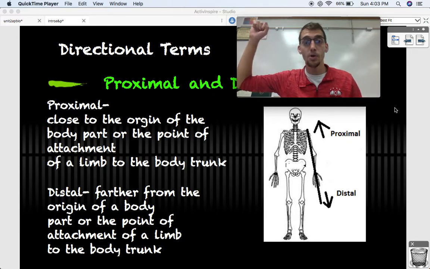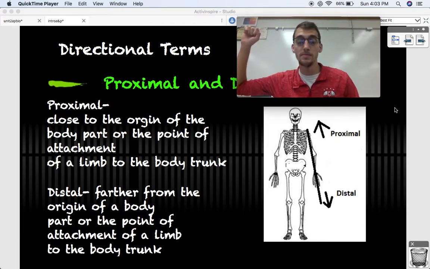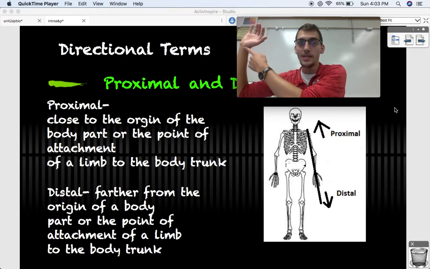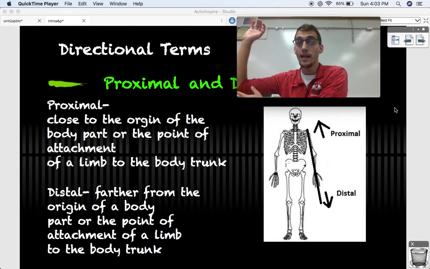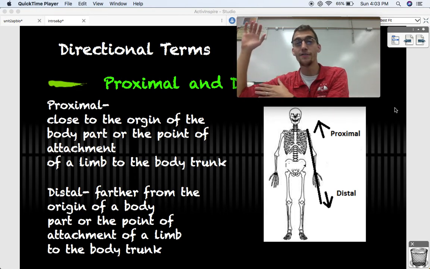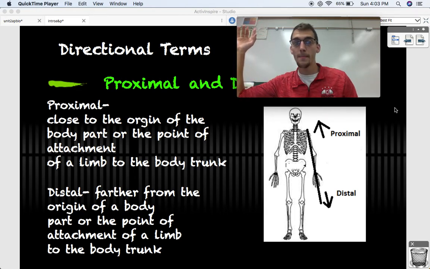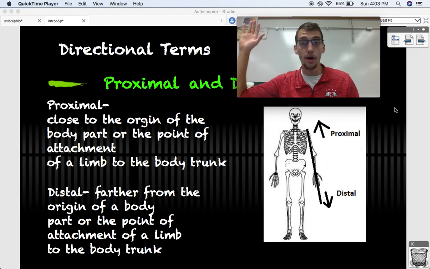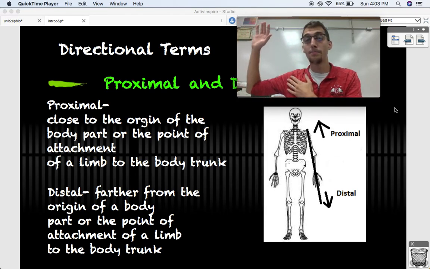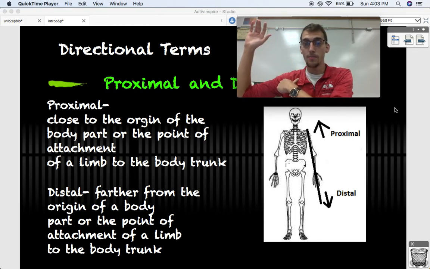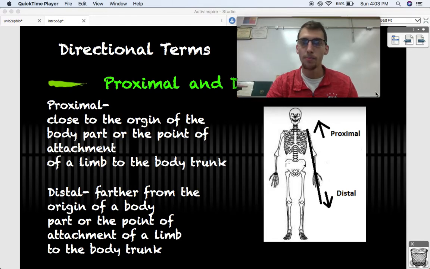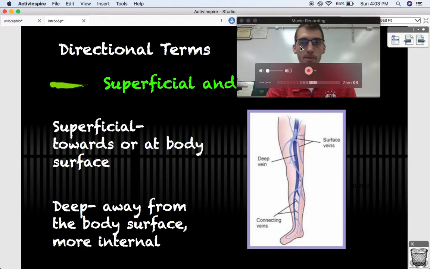And the opposite of proximal is distal, farther from the origin of the body part or the point of attachment of a limb to the body trunk. So I could say my fingers are distal to my wrist. My wrist is distal to my elbow. But my elbow is proximal to my wrist. Those two terms are opposites. Distal is further away from the point of attachment, so your fingertips are the most distal part of your arm. But proximal is towards the point of attachment, so the shoulder is the most proximal part of my arm. Proximal and distal are two terms to remember.